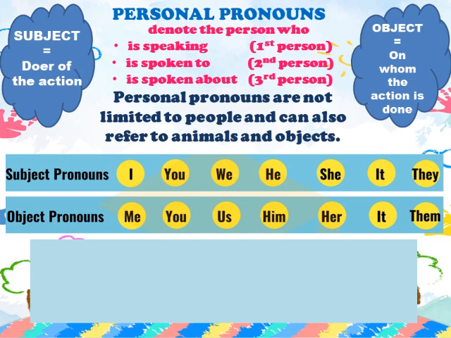We can bifurcate personal pronouns into two parts, subject pronouns and object pronouns. Subject pronouns, the doer of the action, for example, I, you, we, he, she, it, they. Object pronouns, on whom the action is done. For example, me, you, us, him, her, it.